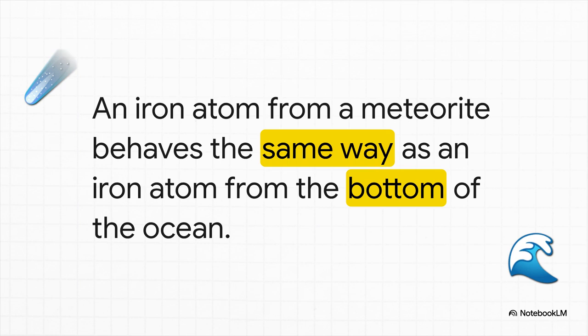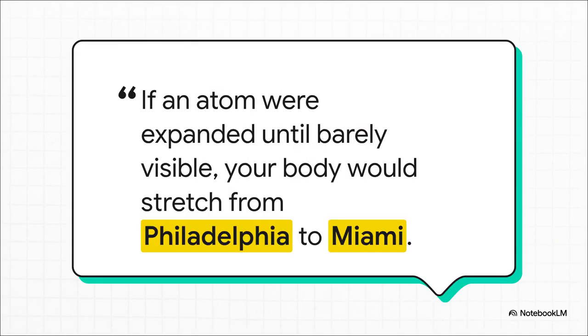And here's a really key idea: consistency. An atom of an element is the same no matter where you find it. So an iron atom that crash-landed here on a meteorite is totally identical to an iron atom we mine from the deep ocean. They are fundamentally the same thing. Just to give you a sense of scale here, which is pretty much impossible to really imagine, get this. If you could somehow blow up matter so that a single atom was just big enough to see, your own body would stretch all the way from Philadelphia to Miami. That's how unbelievably tiny they are.